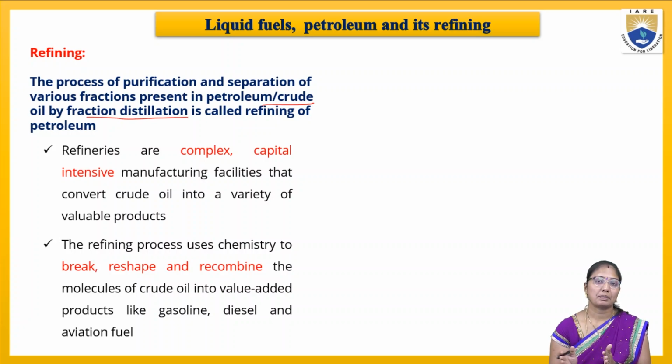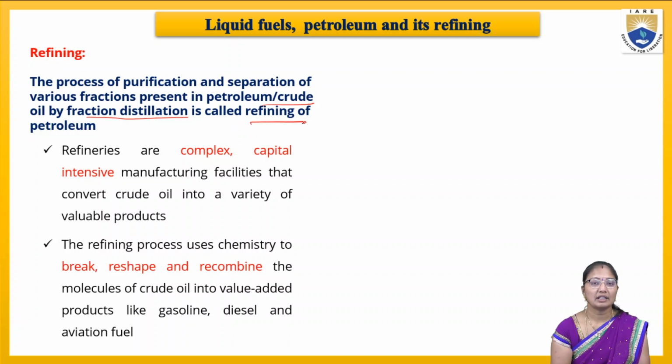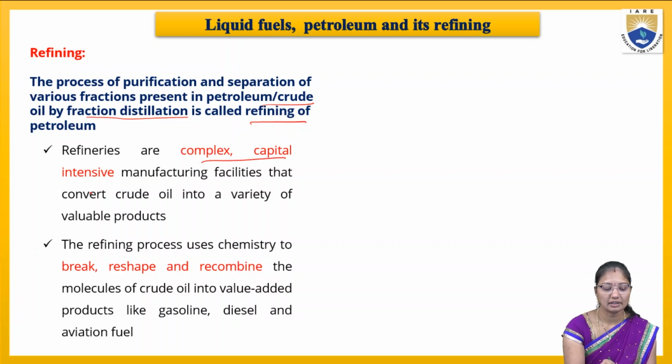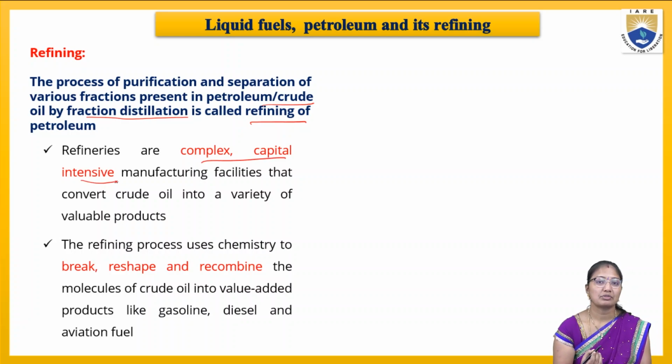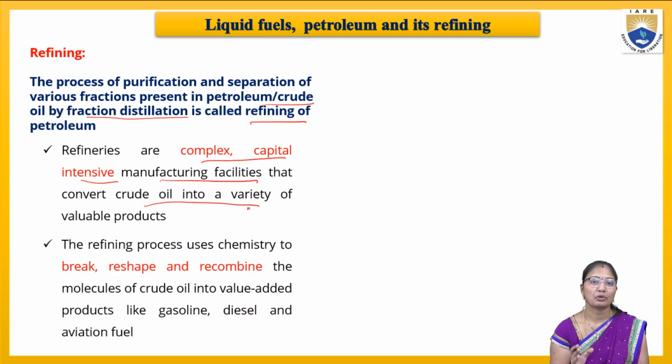So it undergoes a separation process by fractional distillation, which is one of the processes, called the purification or refining of petroleum. Refineries are complex, capital intensive manufacturing facilities, where a lot of money has to be spent, that convert crude oil into a variety of valuable products. The crude oil we get is a very viscous liquid that should be purified, and it undergoes stages of processing to get it pure.